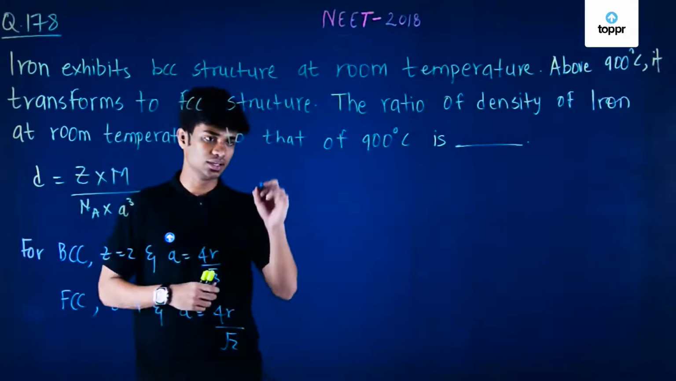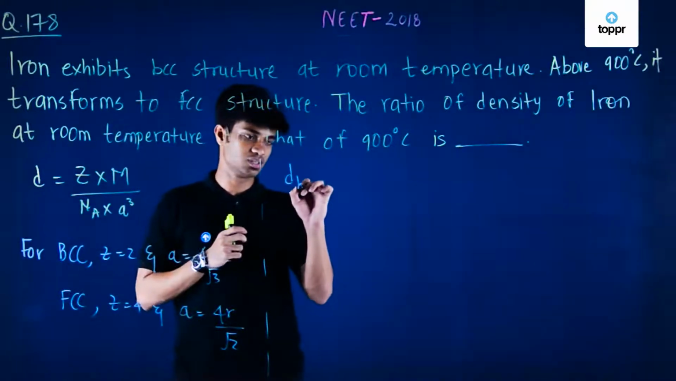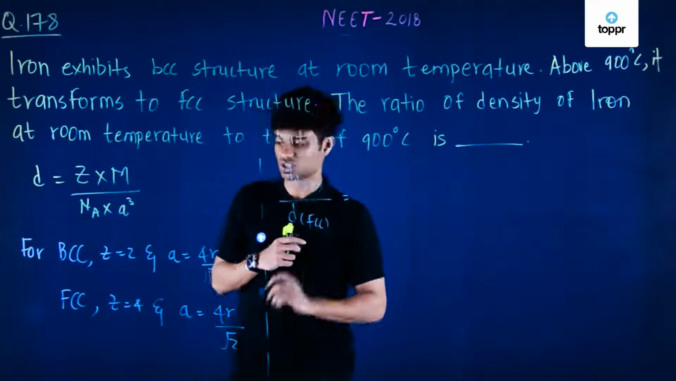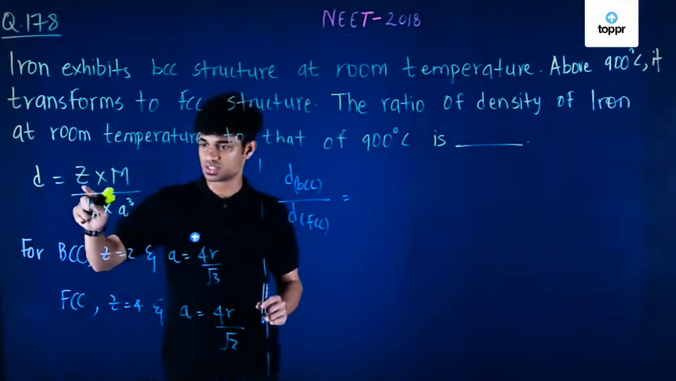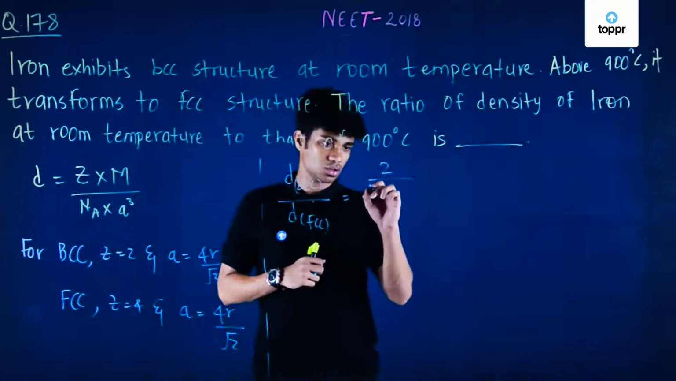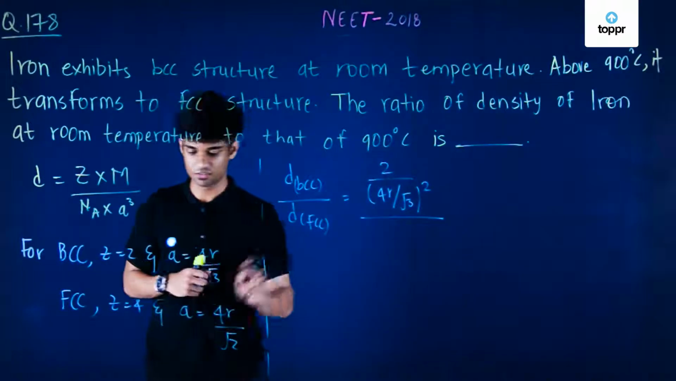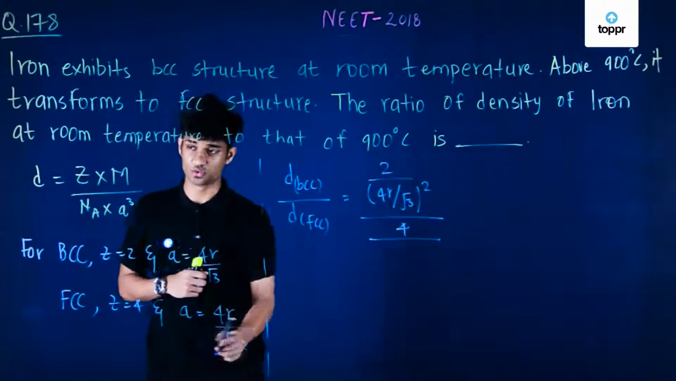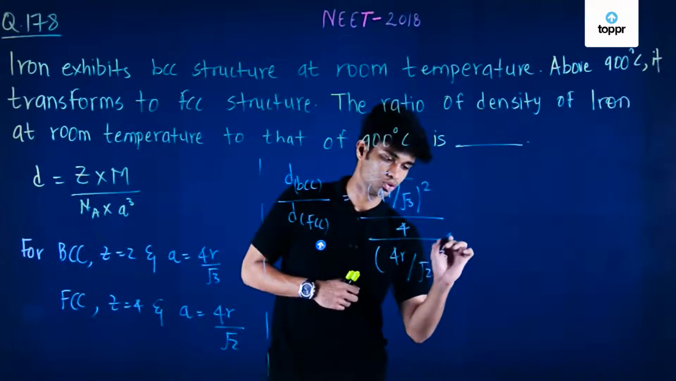So all I have to calculate is, as I told you, at room temperature it is in BCC, so density of BCC upon density of FCC, which is equal to, I simply have to substitute this and this over here. So Z upon a cube, that is 2 upon 4R by root 3 the whole cube, divided by, for FCC, Z is equal to 4 divided by a, which is 4R by root 2, the whole to the power of cube.